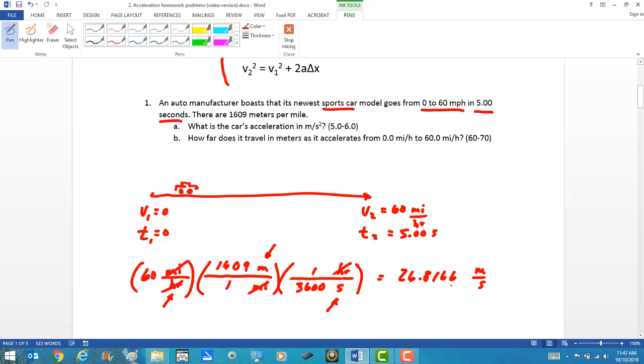Now you need to ask yourself, how many significant figures can I carry? I can't carry 6 significant figures. Let's see, look at the 60. Basically we have to assume that's 60 with a decimal point. The time is given with 3 significant figures. We're really limited to 2, strictly speaking. I would say just write 27.